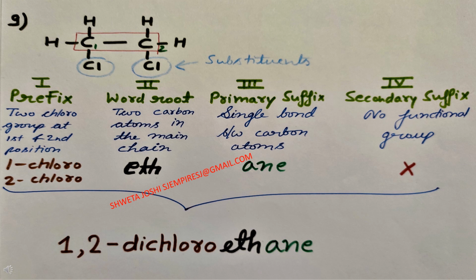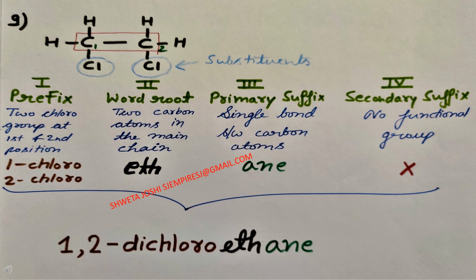Our next compound is CH2Cl-CH2Cl. Now in this case, we can see that 2 chloro substituent groups are present in the compound. So first of all, we have to write down that prefix part and we have to mention the position of both the groups. So the prefix will be chloro attached at the first and second carbon atoms. Since 2 chloro groups are present, we have to write down 1,2-dichloro for this prefix part.